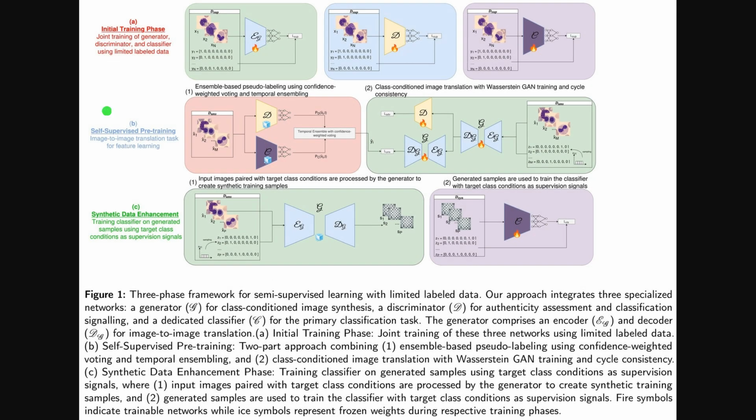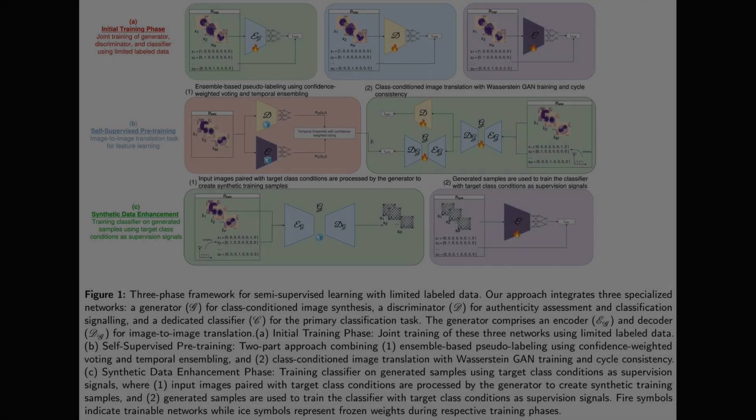Alright, so this diagram shows the core of their method, which is a 3-phase training process designed for situations with very little labeled data. The first phase, labeled A, is the initial supervised training. Here, the system's 3 networks, a generator, a discriminator, and a classifier, are all trained together using the small labeled dataset. Then, in the self-supervised pre-training phase shown in Part B, the system uses unlabeled images to generate reliable labels, or pseudo-labels, for itself. Finally, Phase C uses those generated images to further train the classifier, enhancing the dataset.